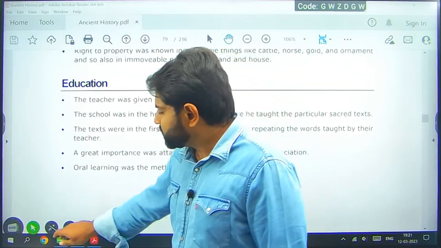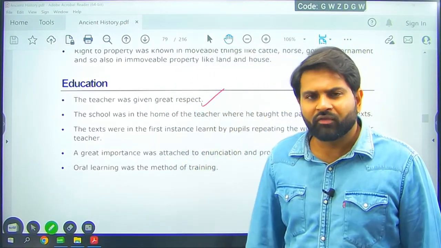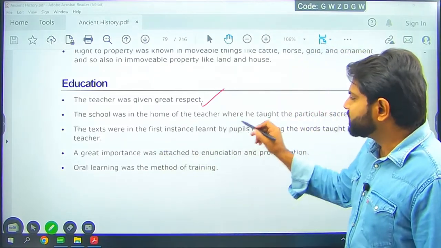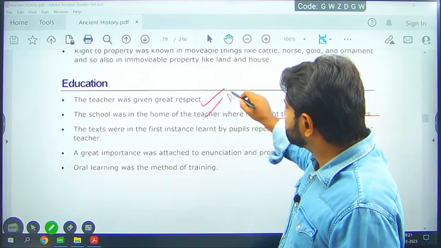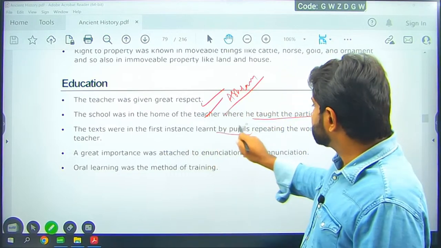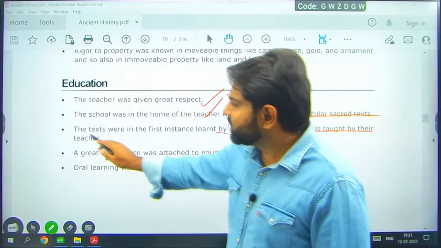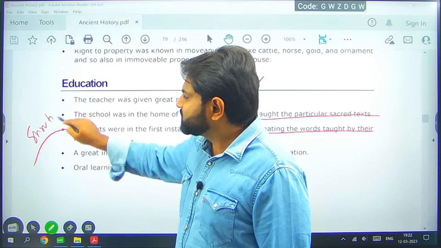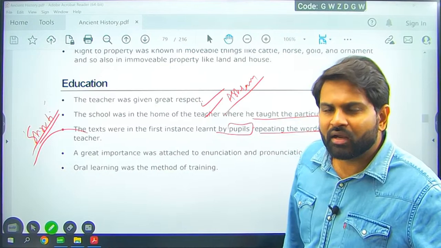So Vedic education, how was the education then? The teacher was given the greatest respect. Unfortunately, nowadays it is not the case. The school was in the home of the teacher where he taught a particular sacred text. So ashram, guru ashram. The texts were at first learned by pupils repeating the words taught by their teacher. As I said, this is through dictation. So this is only through Shruti. The transfer of Vedas from one to another is only through Shruti, through dictation and repetition.